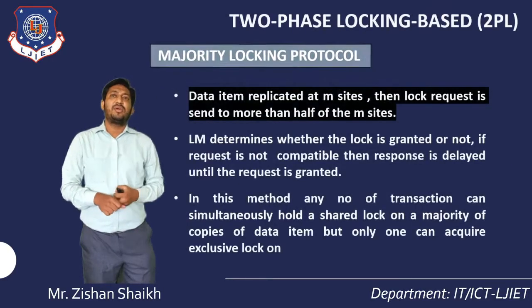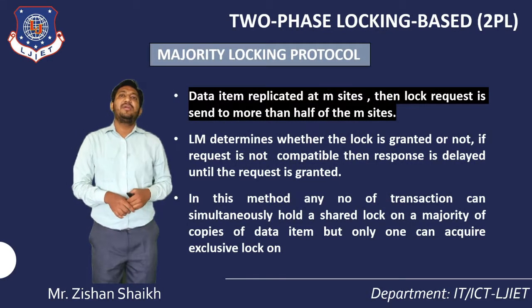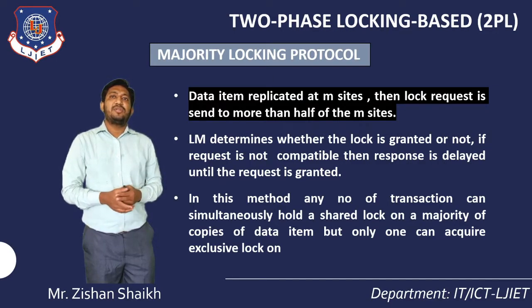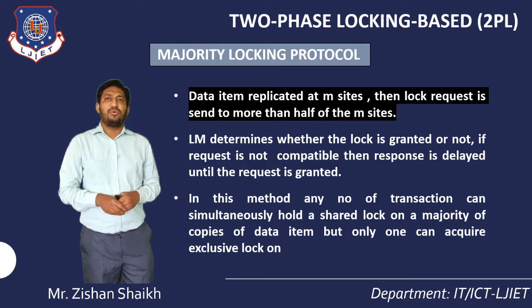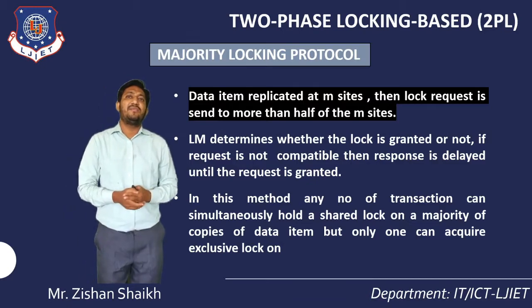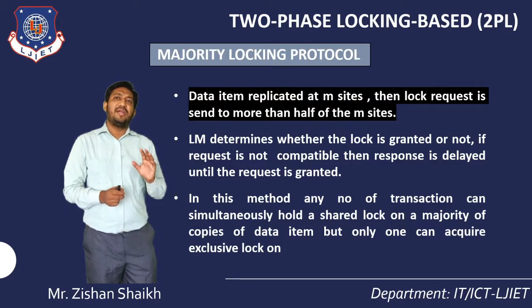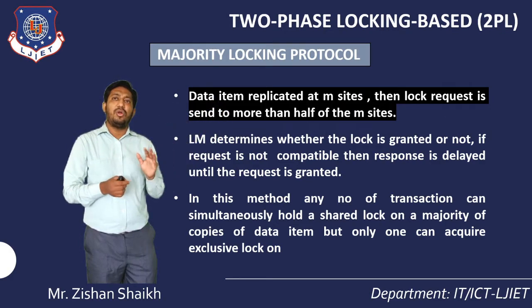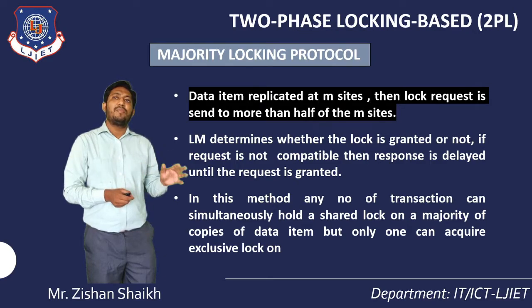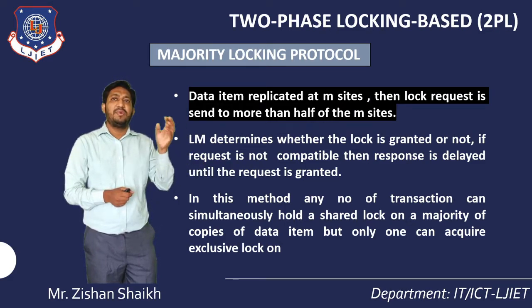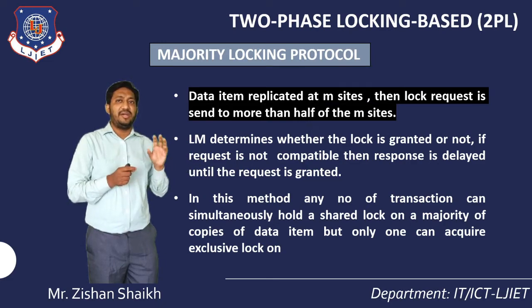The majority locking protocol overcomes the disadvantages of the distributed two-phase locking protocol. In distributed two-phase locking, we have to take care that all the data items which are shared and replicated at different sites are locked first. Then the lock manager assigns those data items to the required transaction manager, and that transaction manager is assigned to the particular transaction which requested that data item.